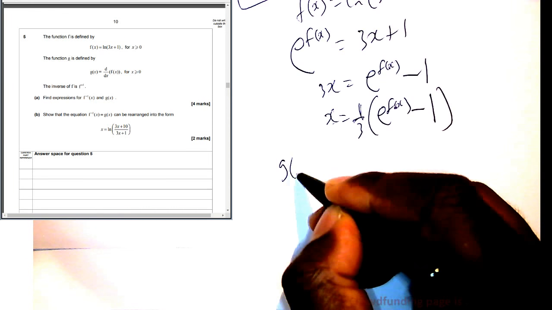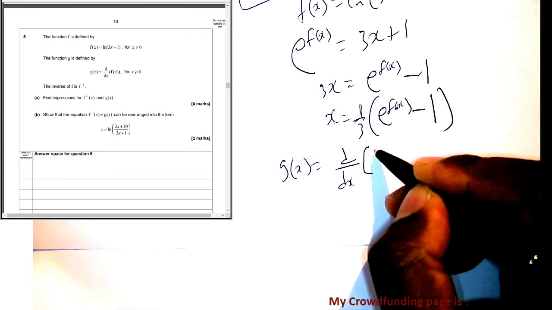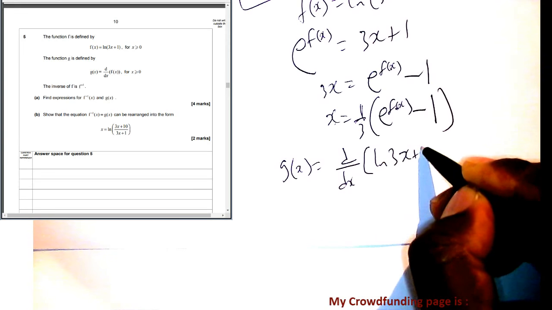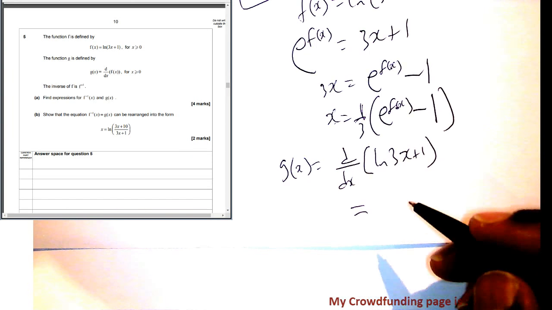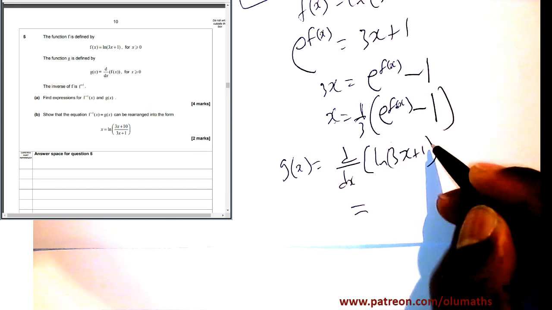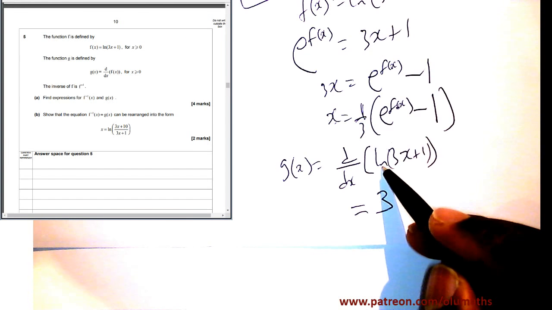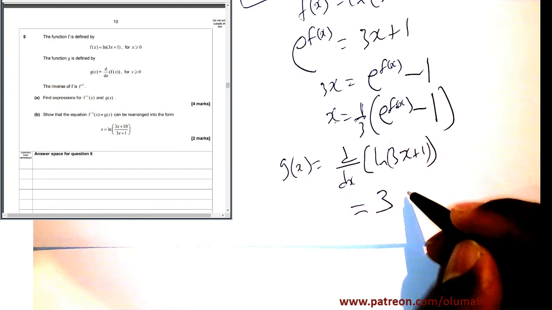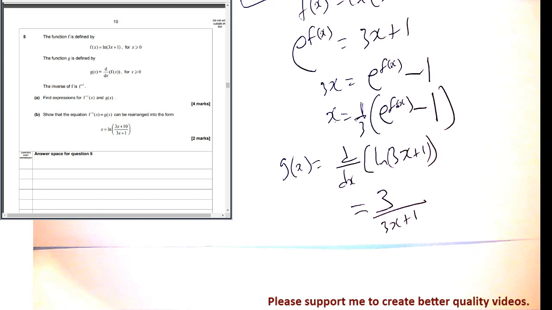Now, g of x is what we're told to find next. g of x simply needs to be the derivative of f of x, so the derivative of ln 3x plus 1. You know this is chain rule, let u be 3x plus 1 and so on and so forth. But I will just be fast about this, so I'm just going to put a 3 in front. What's the derivative of ln? It's 1 over, so that's 1 over 3x plus 1. And there you go.